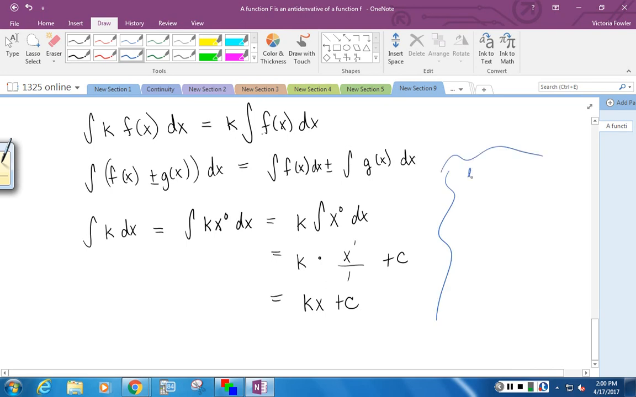Save some space over here. Let's make it like 4 dx. I'm taking the antiderivative of 4 dx. So I can rewrite this as 4 times the integral of 1 dx, right? And so I would be able to say this is just 4x plus the constant is my answer.